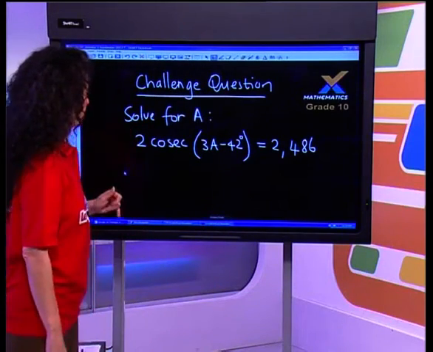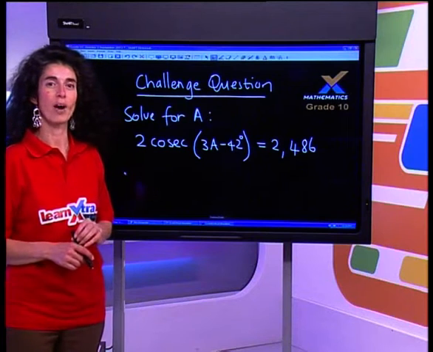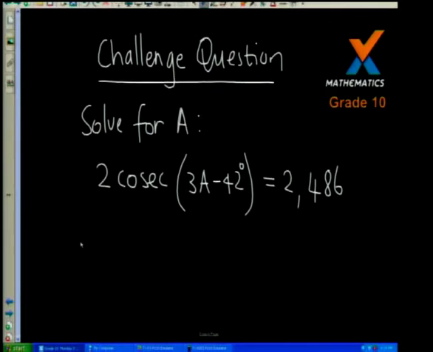So the next question is an equation, and you are required to solve for A. And the equation is as follows: 2 cosec of 3a minus 42 degrees equals 2,486. With this question, you may use the calculator. What is the value of a? If the equation is 2 cosec 3a minus 42 degrees equals 2,486. Have fun solving for a.